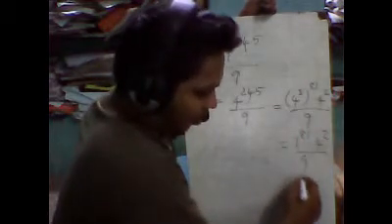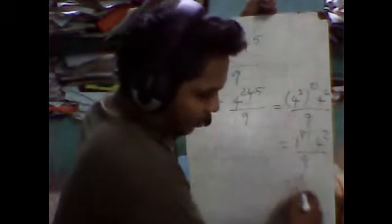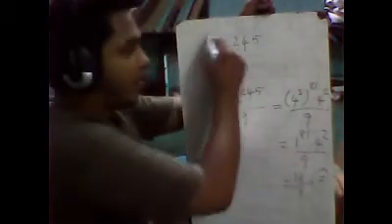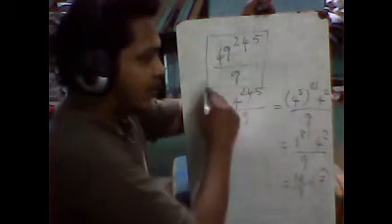This becomes 16 by 9. The remainder is 7. 7 is the remainder when 49 to the power of 245 is divided by 9.